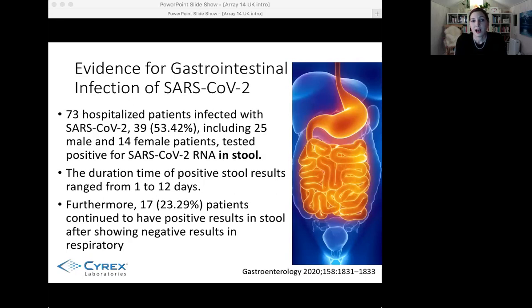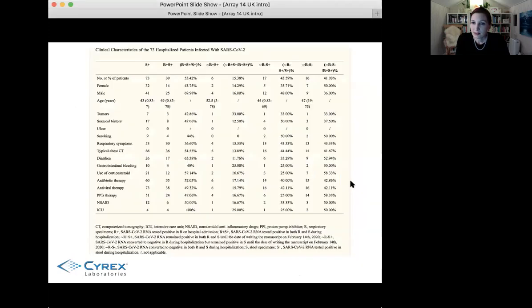However, interestingly, 23% of those patients continued to have positive results in stool that showed longer than the respiratory infection. So once the respiratory samples were coming back negative, stool samples were still positive. So again, it really brings me back to those mucosal surfaces and the importance of the gut and the gut immune system in any kind of viral infection, but specifically with what we're dealing with at the moment. So the next slide, I've just included a little bit more information if you wanted to read more about some of the presenting symptoms in that study.